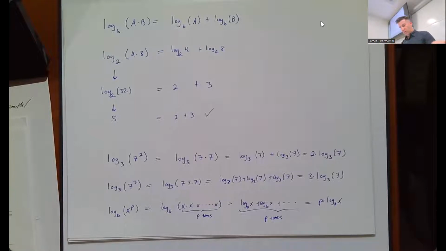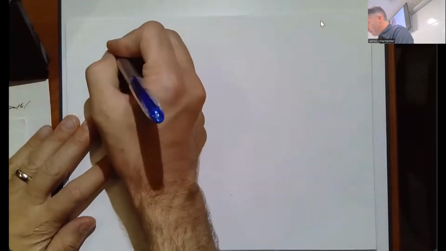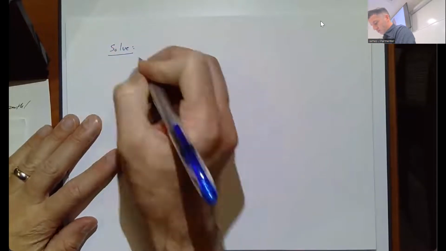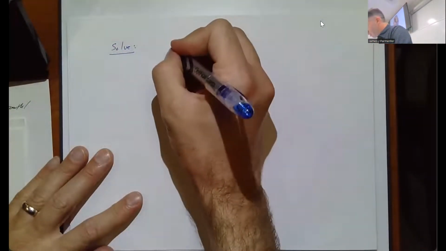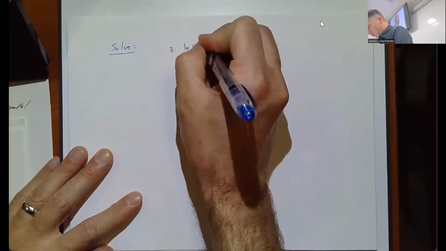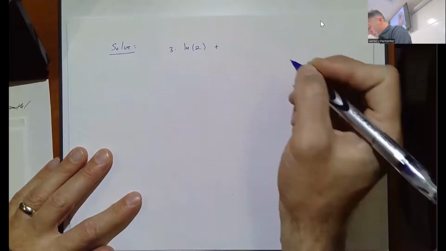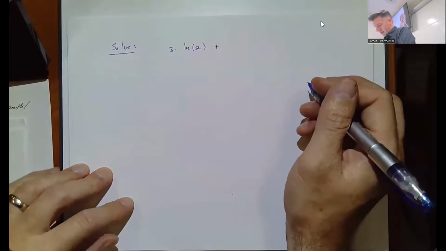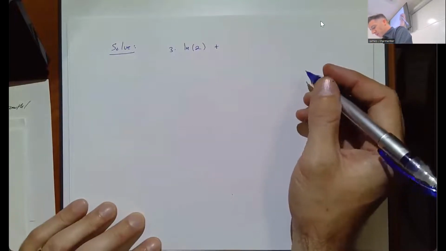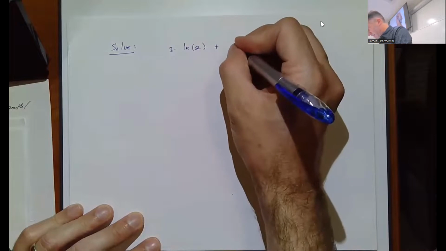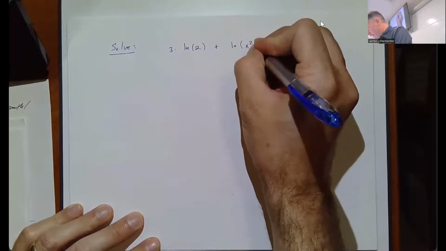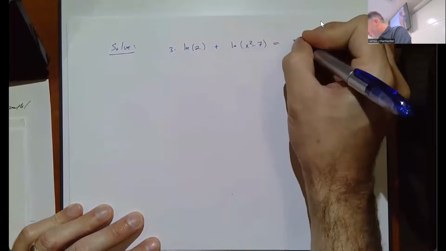The only other thing this homework assignment really gets at is going the other way, condensing some logarithmic expression. For example, I could ask you to solve the following: 3 times the natural log of 2 plus, I'm making stuff up, the natural log of x squared minus 7 equals 4.